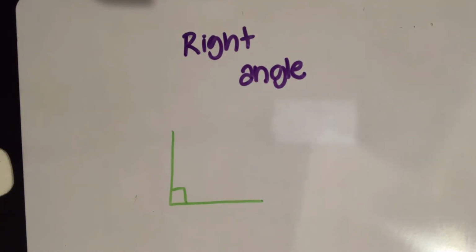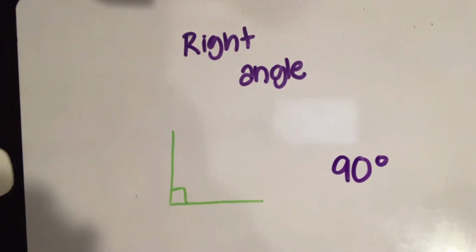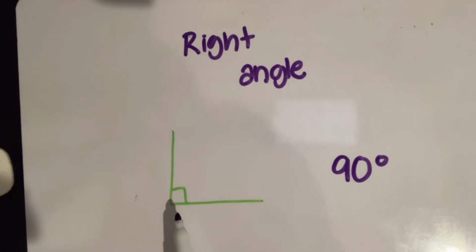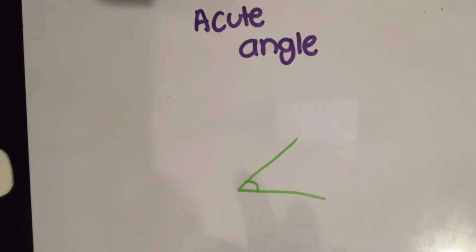First angle we can start off with is a right angle. A right angle makes a perfect corner, like the corner on a piece of paper. A right angle is 90 degrees. That's like saying it's the perfect L shape. A right angle always has a box in the corner of the angle, so you can tell it apart from others.